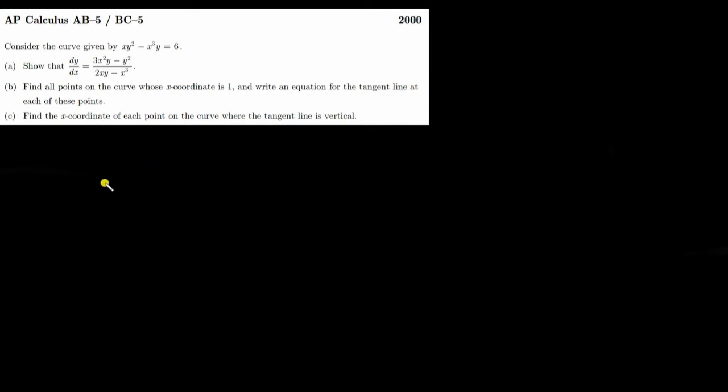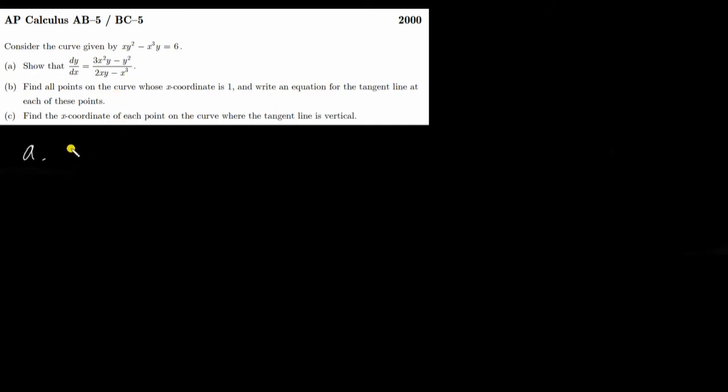Okay, now let's look at question number 5. So we have this curve given by that equation there. And in part A, we need to show that dy dx is equal to this here. So what they're asking us to do here is to take the derivative and then show that the derivative is this. So they're giving us the answer, really. We just have to do it ourselves and check that this is right.